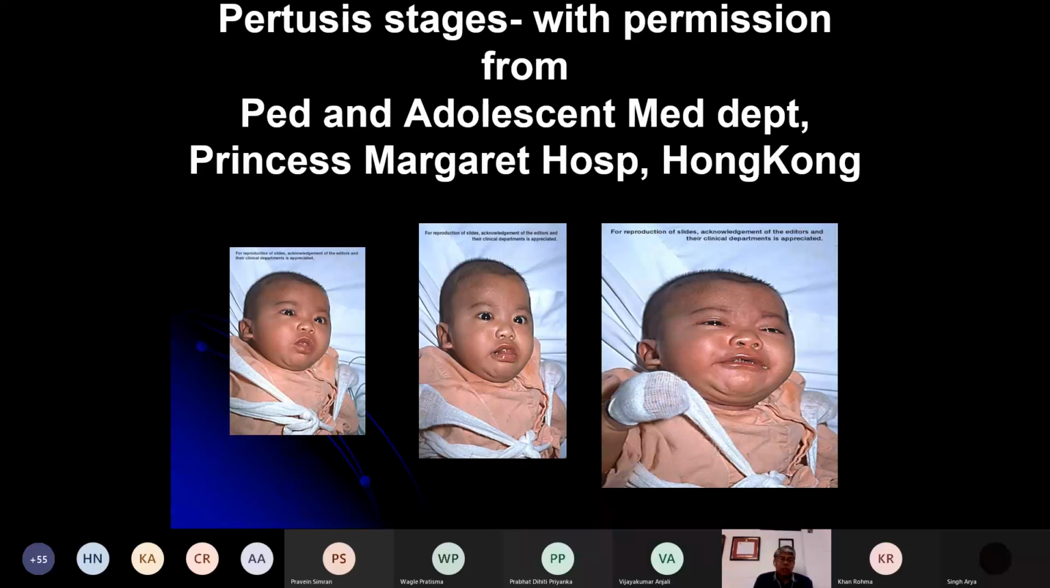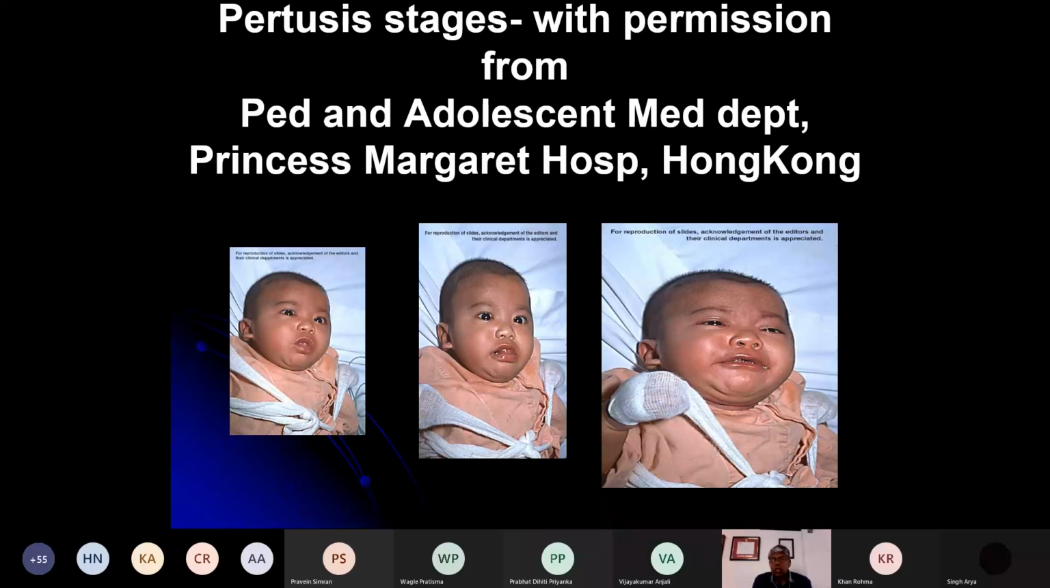Look at this child, poor child. He is not able to breathe. Look at the anxiety in his eyes. Look at the cheeks. Look at the fear which you can see on his face. I am not able to breathe. What is going to happen to me?